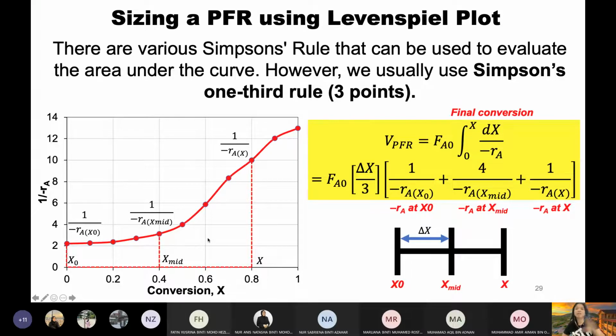Okay, so why is the CSTR the area above and below the curve? Why is the PFR the area under the curve? It's because of the design equation. Okay, sebab ikut design equation dia.